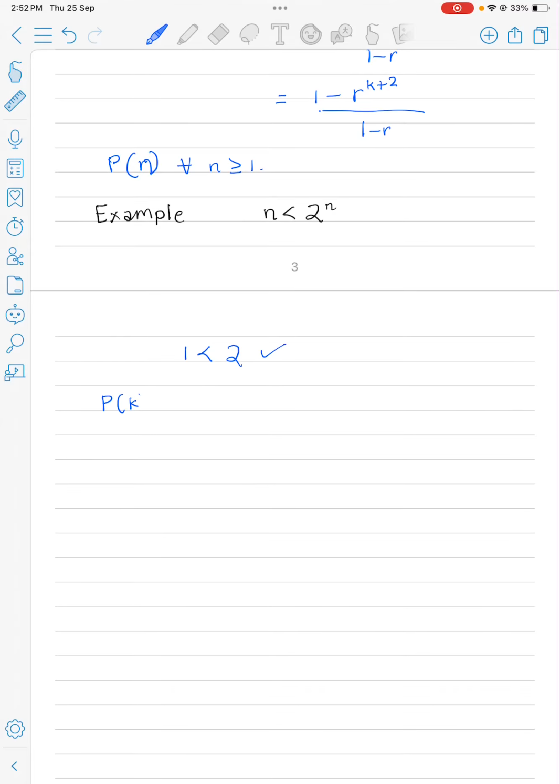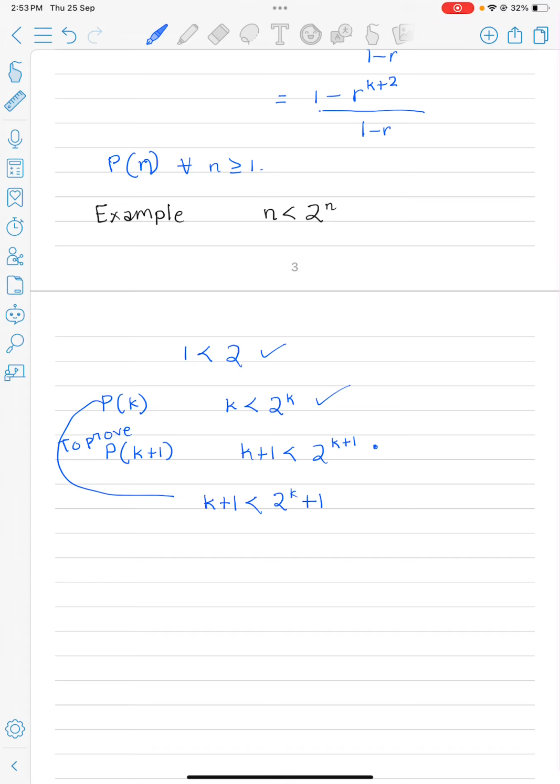Now let's assume Pk is true. That is k is less than 2k. And I want to prove that k plus 1 is less than 2k plus 1. So this one is true and this one we have to verify to prove. So again, you just add 1 both sides, k plus 1. This will be 2k plus 1. You are adding 1 to both sides, and then k plus 1 is less than 2k plus 1 is less than 2k plus 2.